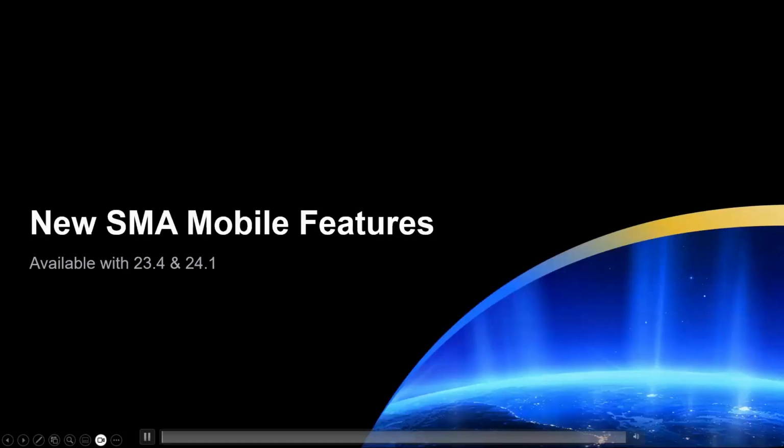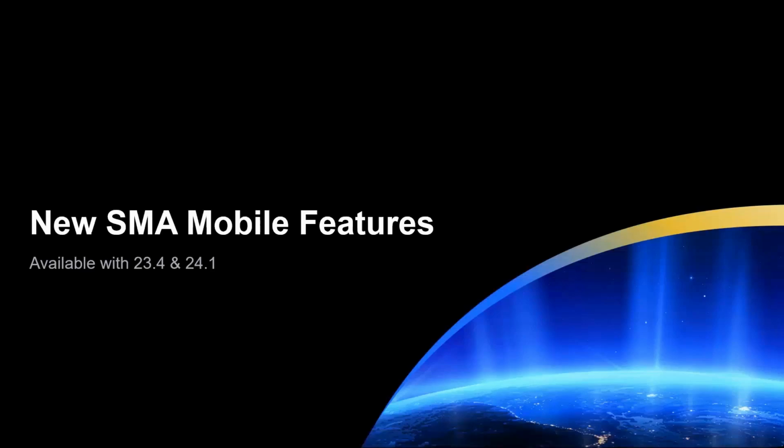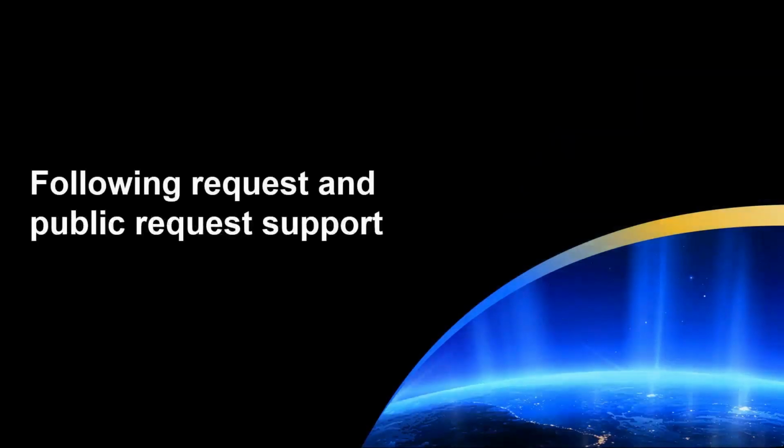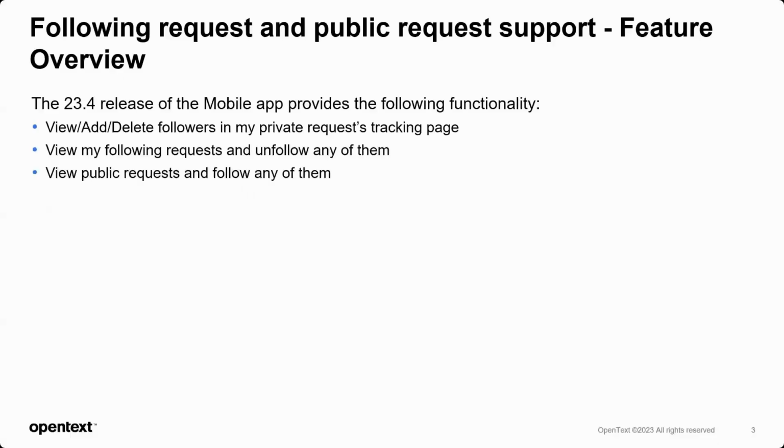This particular section is going to go through looking at the new features that have come as part of mobility. So the first feature is looking at following a request and public request support. Feature overview for following request and public request support. The 23.4 release of the mobile app provides the following functionality: view, add, delete followers in my private request tracking page, view my following requests and unfollow any of them, and view public requests and follow any of them.